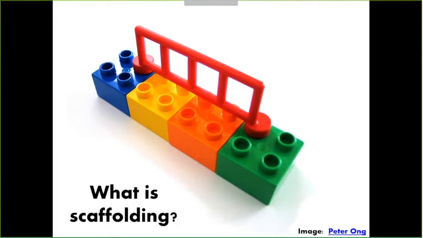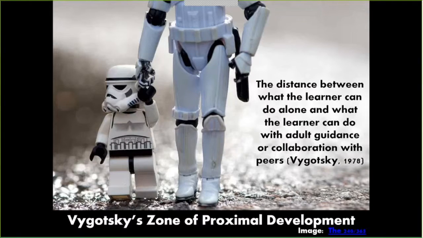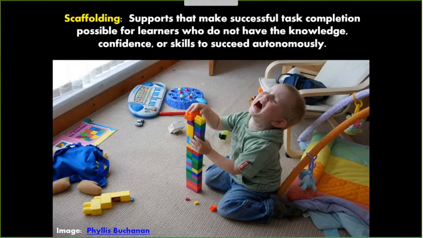So what do we mean when we say scaffolding? Scaffolding is essentially the distance between what a learner can do alone and what the learner can do with adult guidance or collaboration. In other words, it's the supports that I put in place as the teacher for learners who may not have the knowledge, the confidence, or the language skills to succeed autonomously. And notice it's not just about language here. In some cases, the scaffolding that we're putting in place is to build confidence or to address knowledge gaps in our learners.